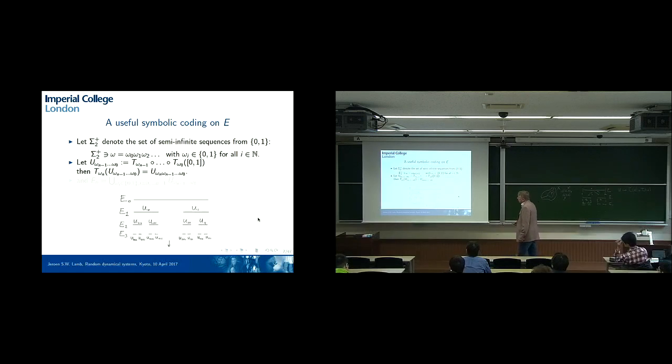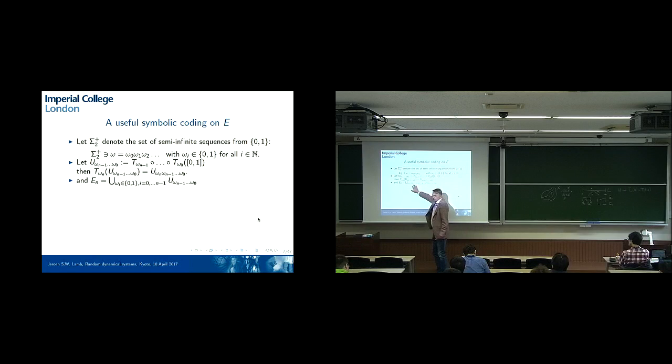Then I have a property that if I let T with some symbol act on this set, what happens is just that we add a symbol to the set. And of course, E_n is just a union of these symbol-indexed sets. So I have an addressing system where the first symbol says which piece we're in. I again have to read the sequence from the left: U_0, U_1, U_11, U_01.